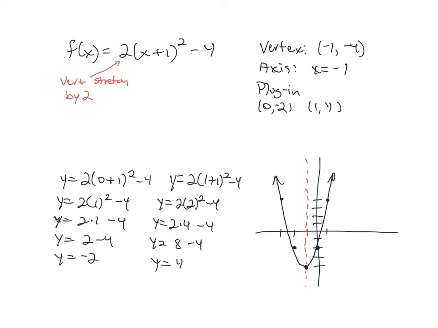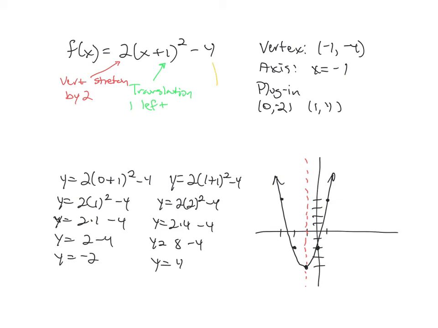So the stretch graphs get tall really fast. The shrink graphs kind of spread out wide. All right, so the +1 is a translation opposite. Remember, everything's opposite. So instead of +1 would be 1 to the right, we're going to go 1 to the left.